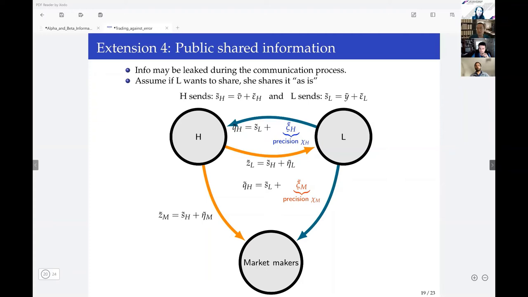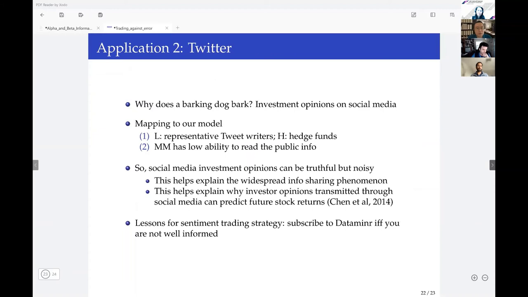So now let me conclude with what we do. We try to think about why people want to share information in the financial market. And we think the perspective is very surprising. We think it's new. We found that the information will flow from L to H. And in equilibrium, the H investor actually will become worse off. The L investor will become better off. We also talk about some implications for market quality. So that's all my presentation.